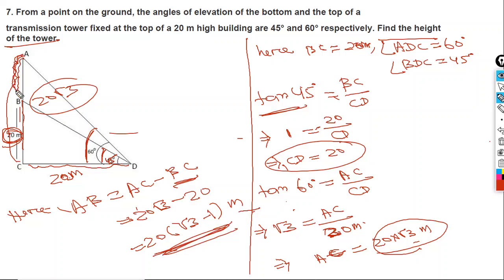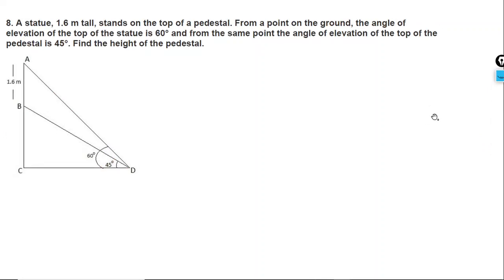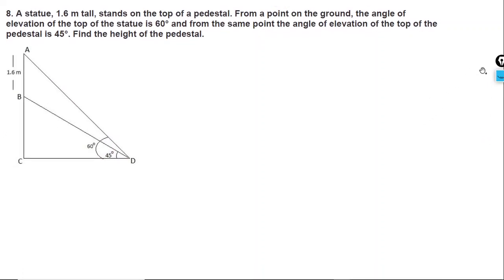So this is the height of the tower. Okay, so this is the solution for question number 7. Now we will move to question number 8. Okay, now you see, let's read the question.